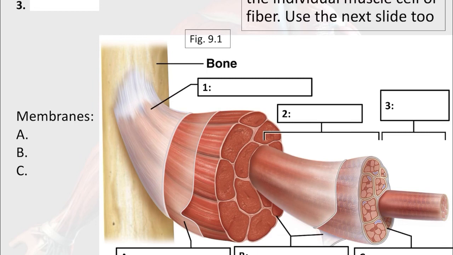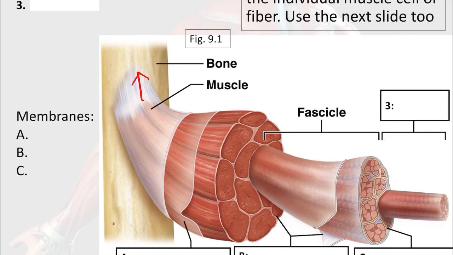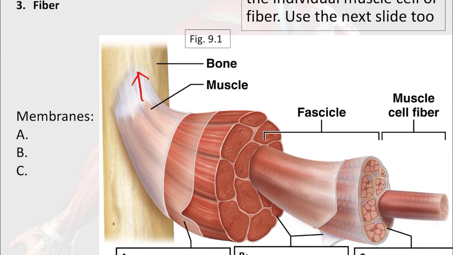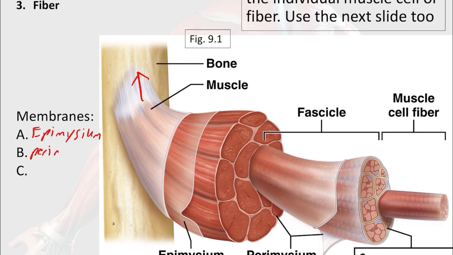Since we're not doing this in class, you won't have the actual clicker question to do. But the first one here, number one, we're talking about the levels. Number one is the muscle, the whole muscle that attaches to the bone via an attachment site. We'll talk about those different attachment sites in a sec. Secondly, we have a muscle made up of a bunch of fascicles, and those fascicles are made up of a bunch of fibers or muscle cells. The membranes that cover each: A, we have the epimysium. B, we have the perimysium. And C, we have the endomysium.